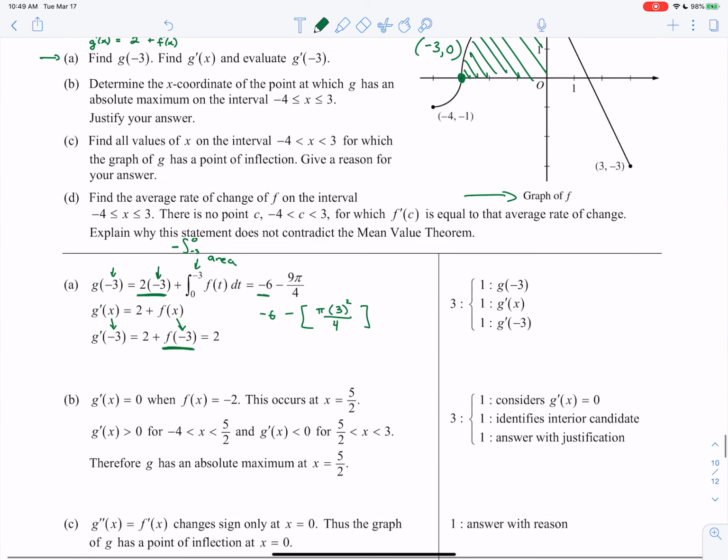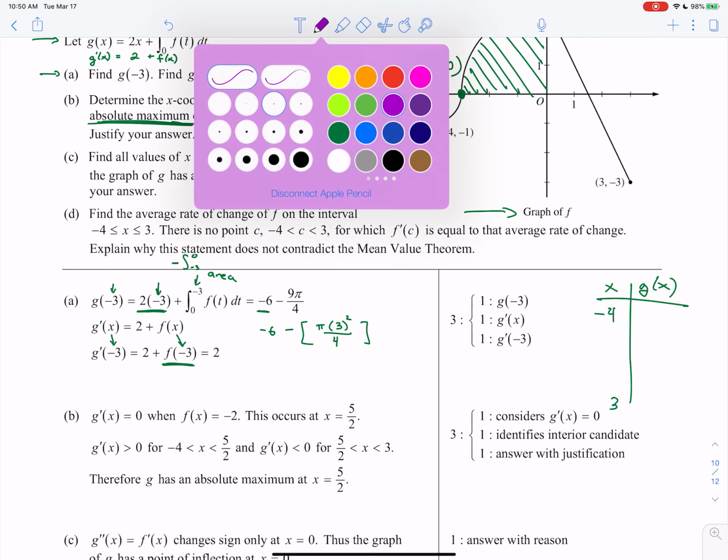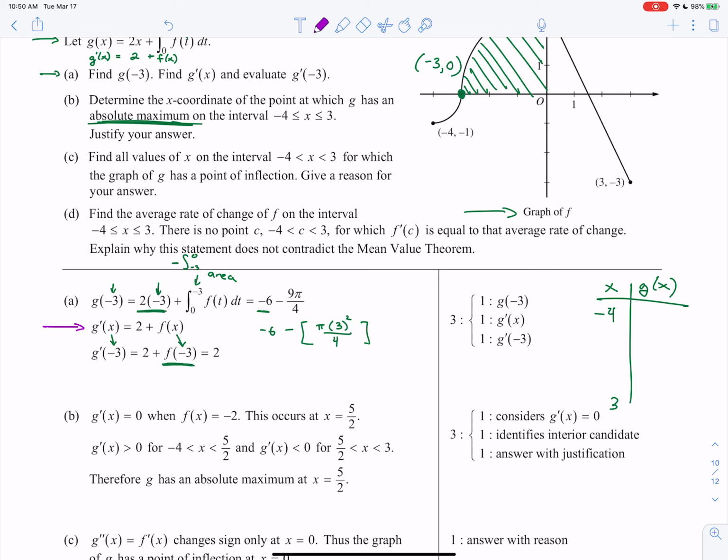Part B, here we go. I noticed right away that we are looking for an absolute max. So right away, I'm looking at a table, x and g of x, because I'm trying to find the absolute max of g, okay? I know absolute extrema could occur at an endpoint, in this case -4 and 3, or at a critical number. Pretty much the derivative we have right here, we want to set that equal to 0. Now, if I solve for f of x, f of x will equal -2.